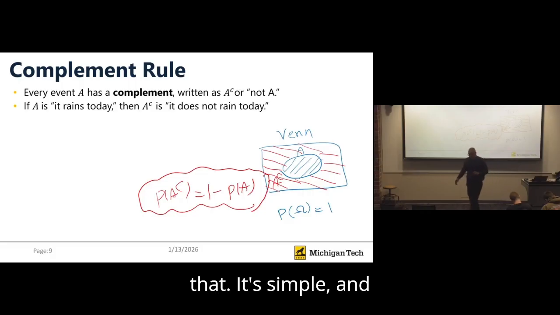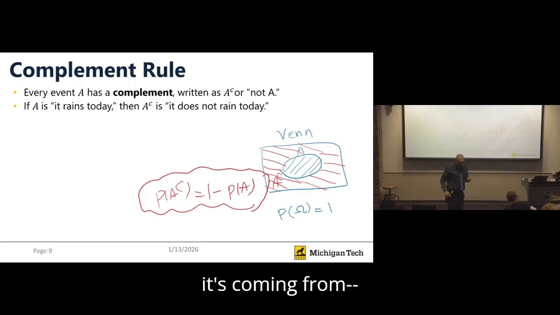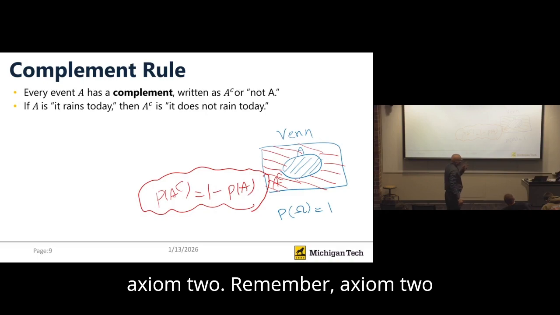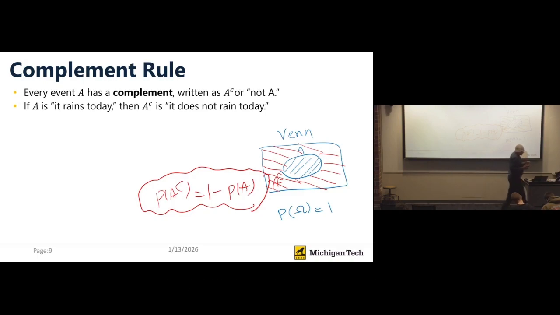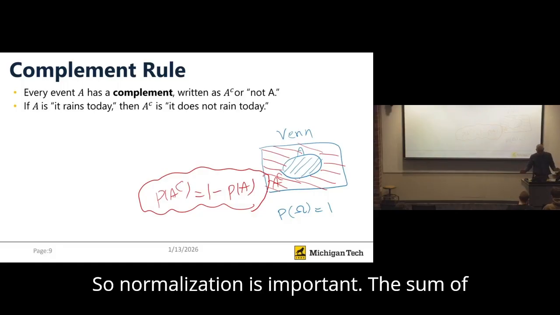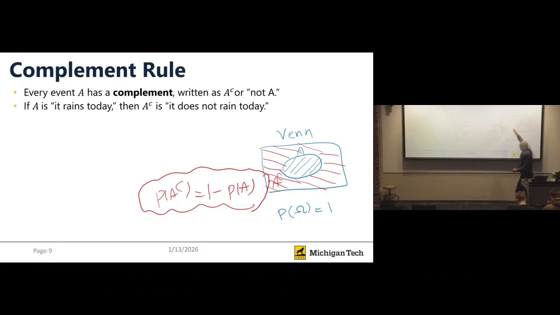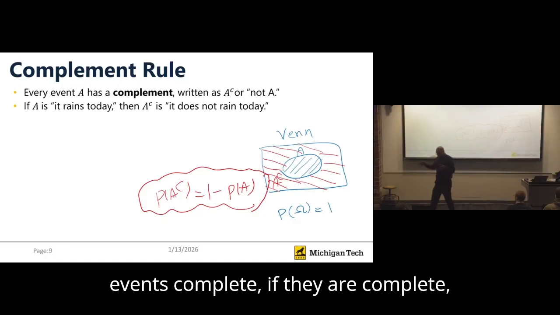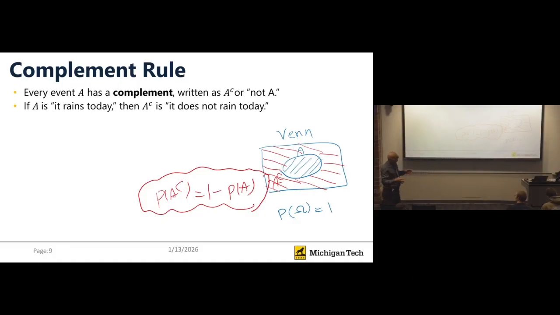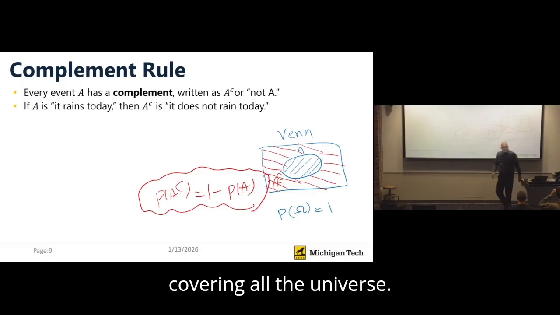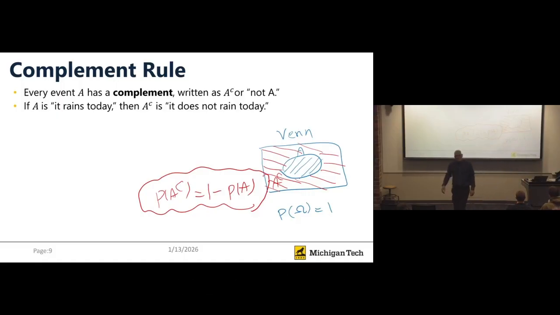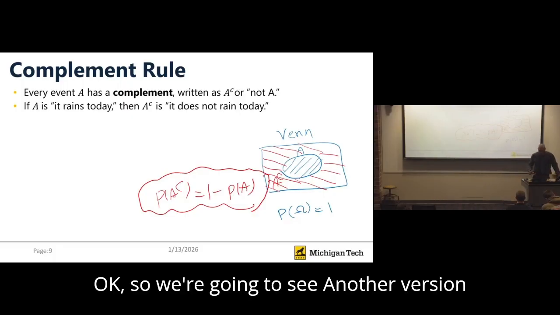It's simple. And it's coming from axiom 2. Remember, axiom 2 was normalization. So normalization is important. The sum of all events, if they are complete, is 1. If they are complete, it means they are covering all the universe. Okay, so we're going to see another version of that soon.